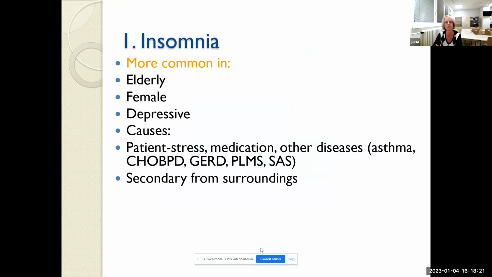So the first group of illnesses is insomnia, which is more common in elderly, female, and depressive people. And what are the causes? The patient is usually under stress or under some medication or has another disease like asthma or chronic obstructive pulmonary disease. The patient can have periodic limb movement disorder or sleep apnea syndrome. Of course, insomnia can also be triggered secondarily by surroundings like noise, barking dogs or some people making noise around.